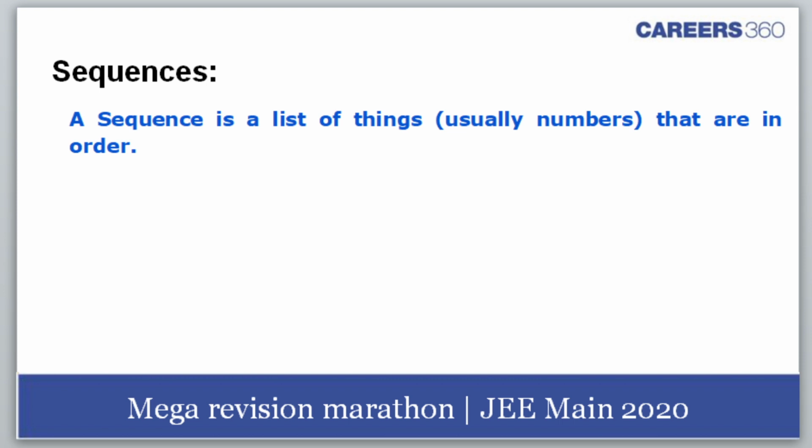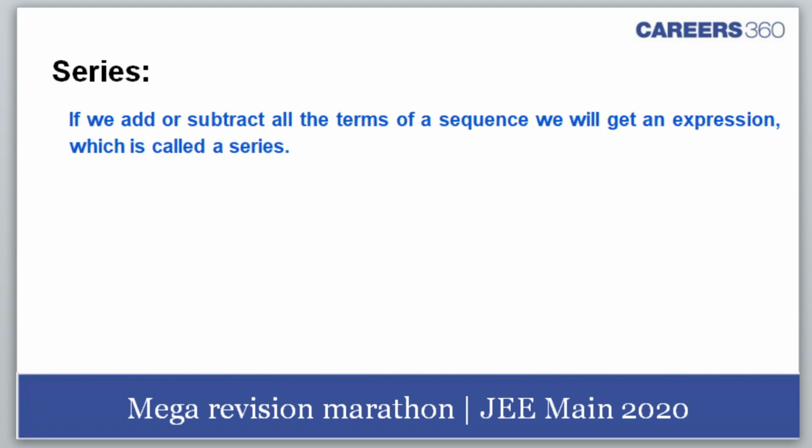So we first of all come to the definition of sequence. A sequence is a list of things, usually numbers, that are in order. Okay, so that's a sequence, like the Fibonacci sequence, etc. Like series: if we add or subtract all the terms of a sequence, we'll get an expression which is called a series.